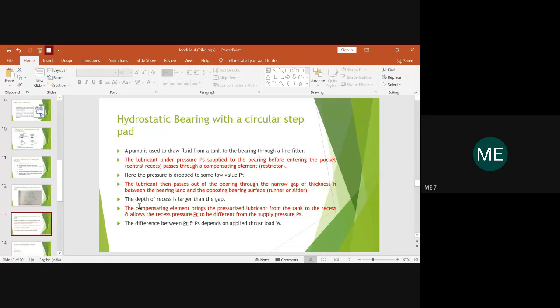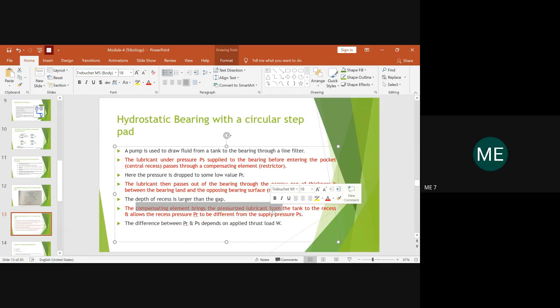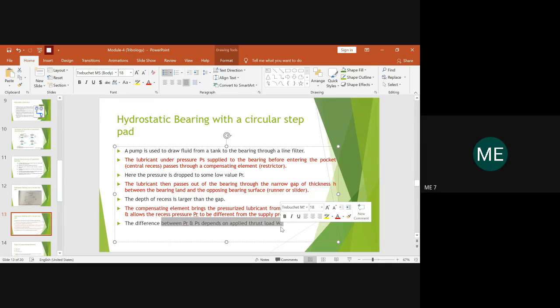So you have to understand the depth of the recess is always larger than the gap of the oil film. The compensating element is used to vary the pressure of the lubricant supplied from the tank to the recess. Associated with it, you will have PR and PS. But usually the difference between PR and PS mainly depends upon the applied thrust load. So how much the difference is between PR and PS mainly depends upon the load applied in the normal direction. That also you have to keep in mind.